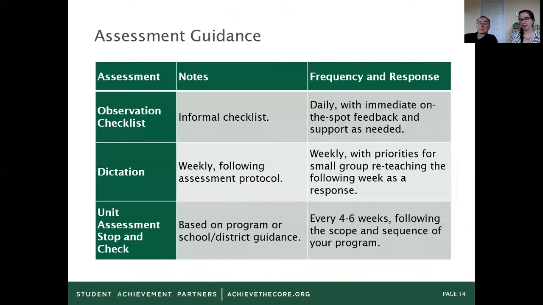The very first type is informal. It's based on observation in the classroom, and it can happen all the time. The second tier is weekly, and we have an assessment protocol we'll go through around using dictation for that. And the last one is some formal unit assessment, something where you're stopping and checking about progress that's maintained every 4 to 6 weeks. Usually your unit assessment or your stop and check is based on the discretion of your school or district, and sometimes based on your core program.